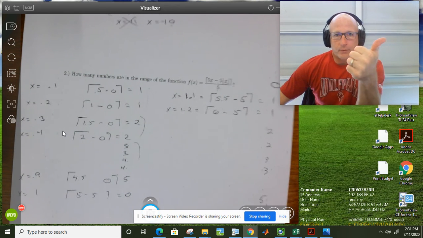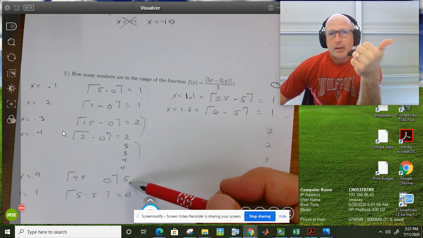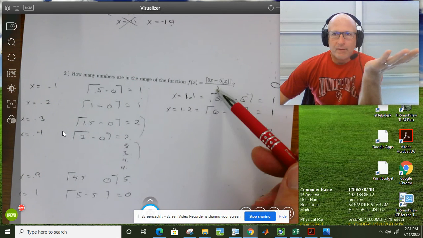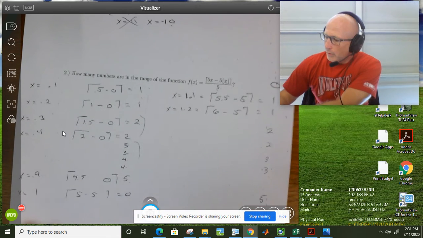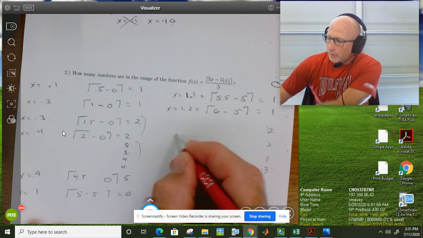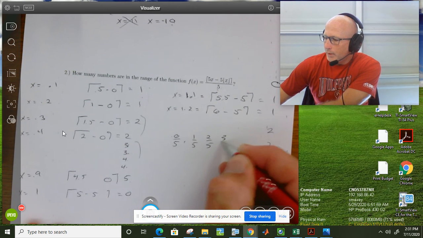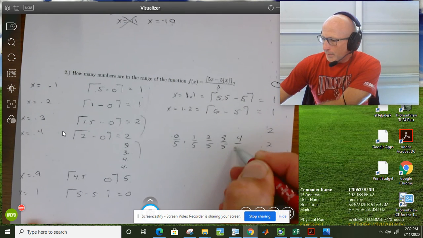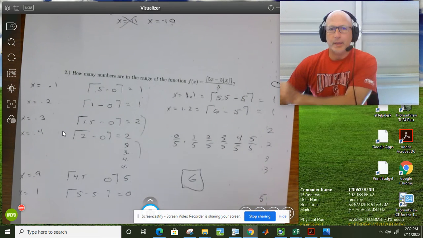So how many numbers are in the range of the function? I know I can get out 0. I know I can get out 1, 2, 3, 4, and 5. And then I divide all those by 5. That doesn't change anything. It's still going to be 6 different values. So my possibilities would be getting out 0 divided by 5, 1 divided by 5, 2 divided by 5, 3 divided by 5, 4 divided by 5, and 5 divided by 5 only. So I have 6 possibilities.